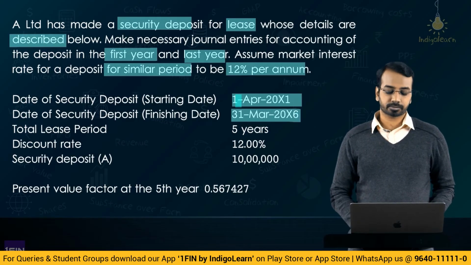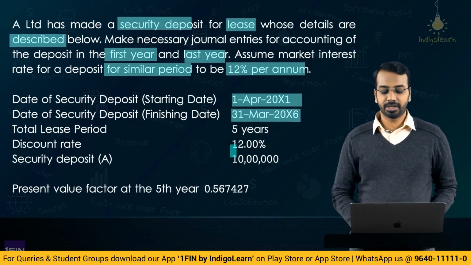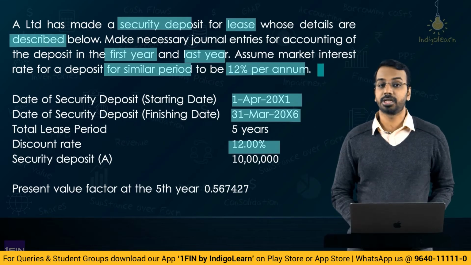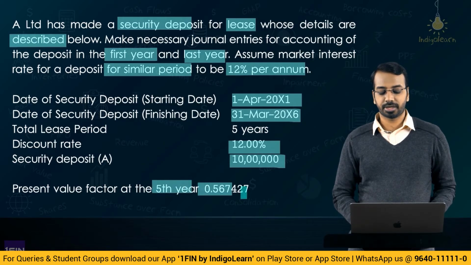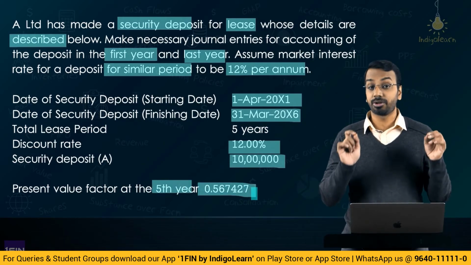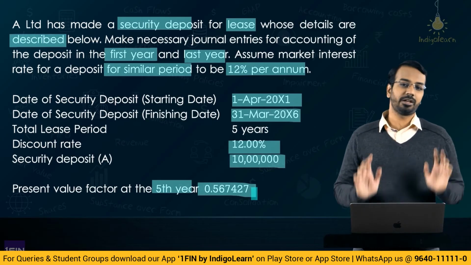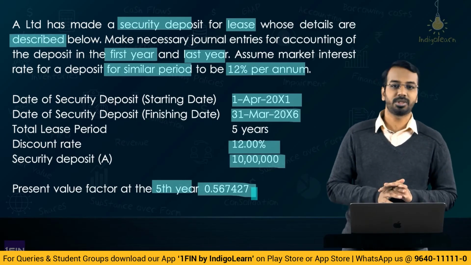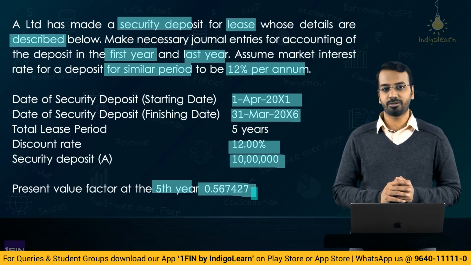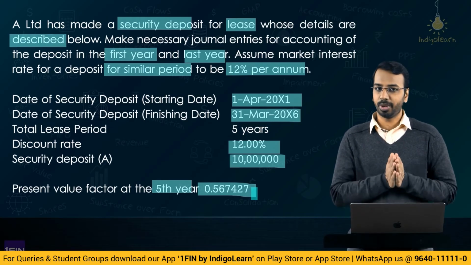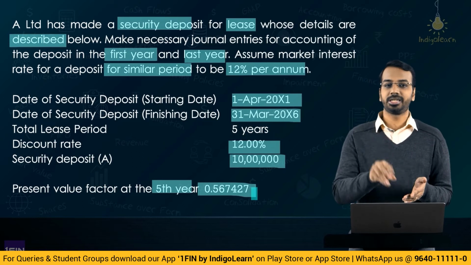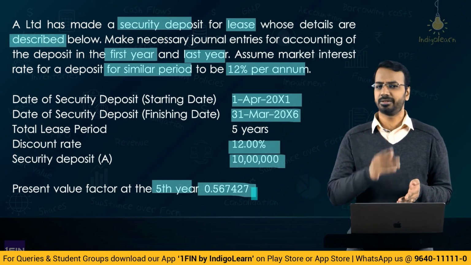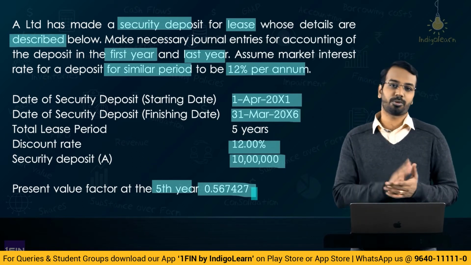Discount rate they have given it as 12%, already mentioned here, you will use the same discount rate, and security deposit amount is 10 lakhs, and the present value factor at the 5th year is 0.567427. Whenever you have been given specific present value factor, please use that specific present value factor in the solutions, okay. You can do it based on your calculator also, but if a specific factor is given in the question, 3 digit, 2 digit, rounded off, 5 digit, 6 digit, whatever it is, use that to solve the problem, right.